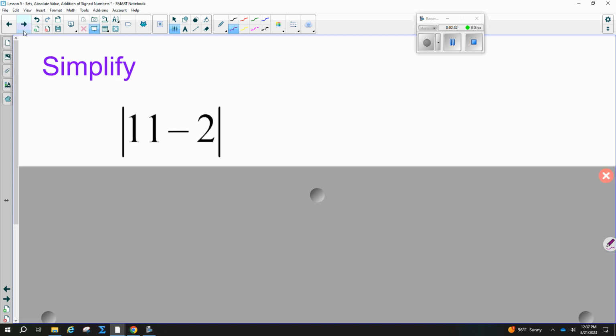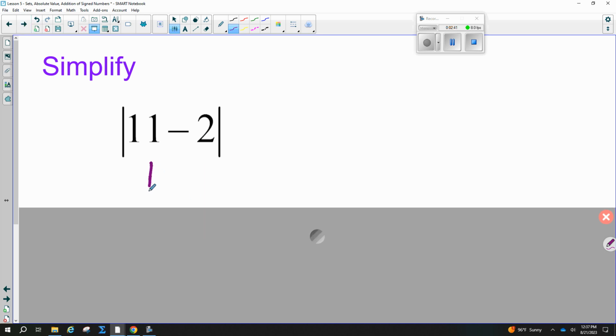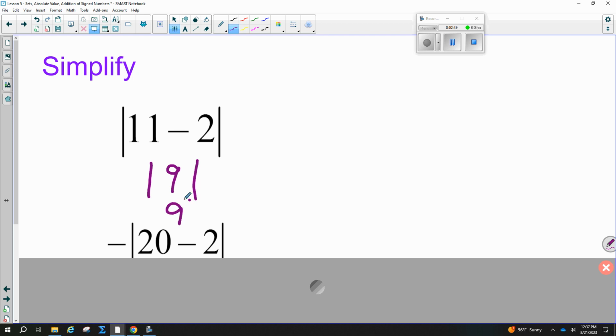Let's try it with like something in between. All right, I have the absolute value of 11 minus 2. So first you would need to show me what is 11 minus 2. And we would all be like, that is 9. Show me that step. All right. Then do the absolute value of 9 is 9. And that would be your answer. Okay.